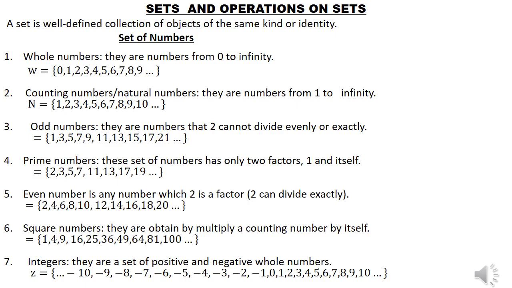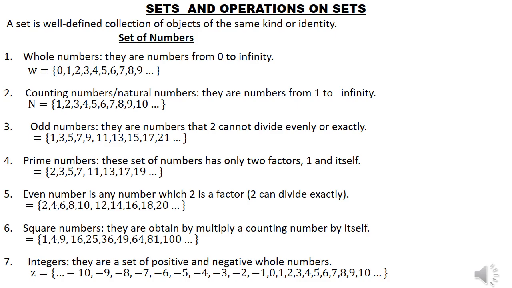We also have square numbers. Whenever you are asked to find square numbers, just multiply counting numbers by themselves. You are going to get the set of square numbers that you are asked for. So whenever you multiply a counting number by itself, you get a square number. When you multiply 1 by itself, you get 1. It's a square number. 2 times 2 gives you 4. It's also a square number. 3 by 3 gives you 9. It's also a square number. So square numbers are obtained by multiplying counting numbers by themselves.